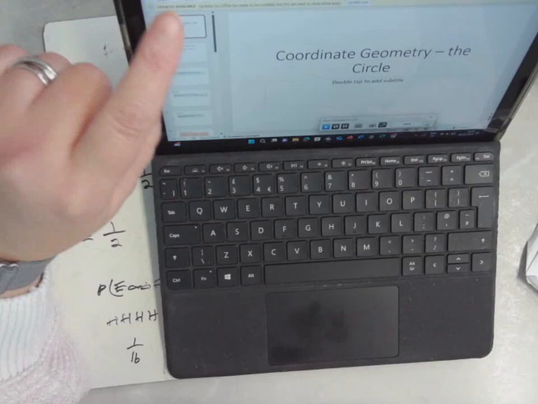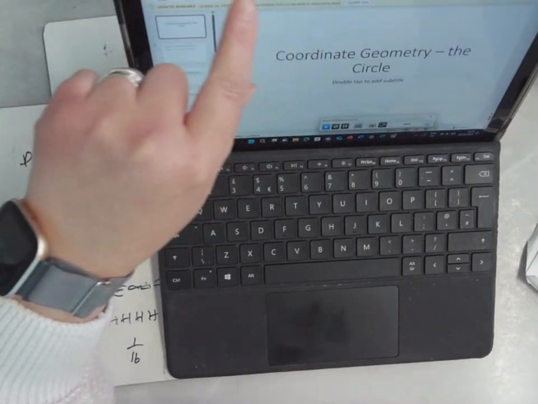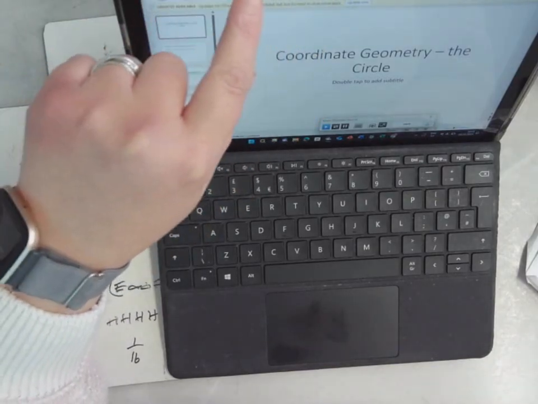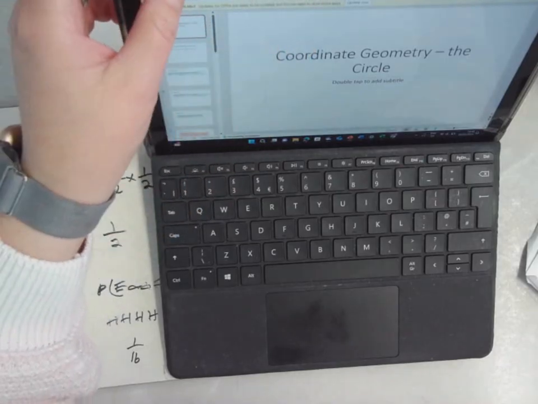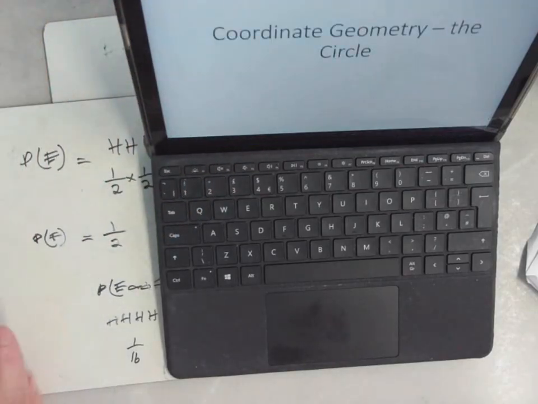So it's in the green book, okay? It's in the green book. I don't know which one you brought today, but anyway, it's in the green book. So coordinate geometry of the circle. Come on, we have less than 10 minutes. Go. You don't need the green book. You need to write.